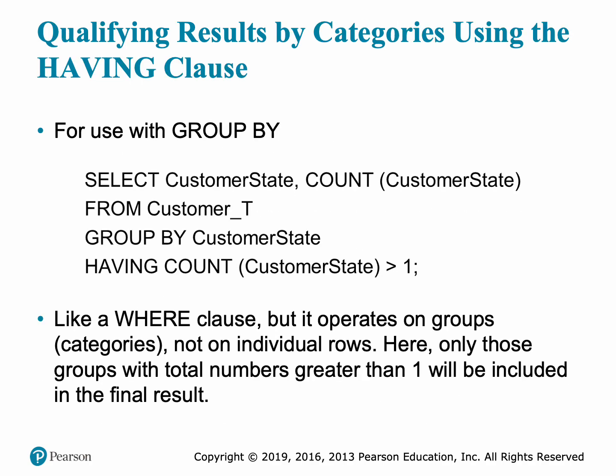The having clause restricts which groups will be returned in a vector aggregate query. It is like the where clause but operates on groups, not individual rows.